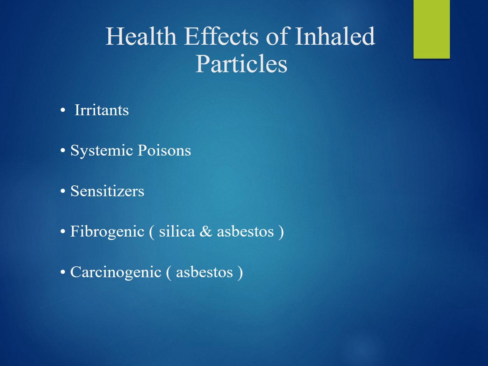In review, there are many different effects of particulate matter on the human body. Some of them are simple irritants. Some of them act as systemic poisons. Some of them can cause sensitization and subsequent allergic reactions. Some of them are fibrogenic, meaning they can cause scarring of lung tissue, specifically silica and asbestos, and others are carcinogenic, such as asbestos.